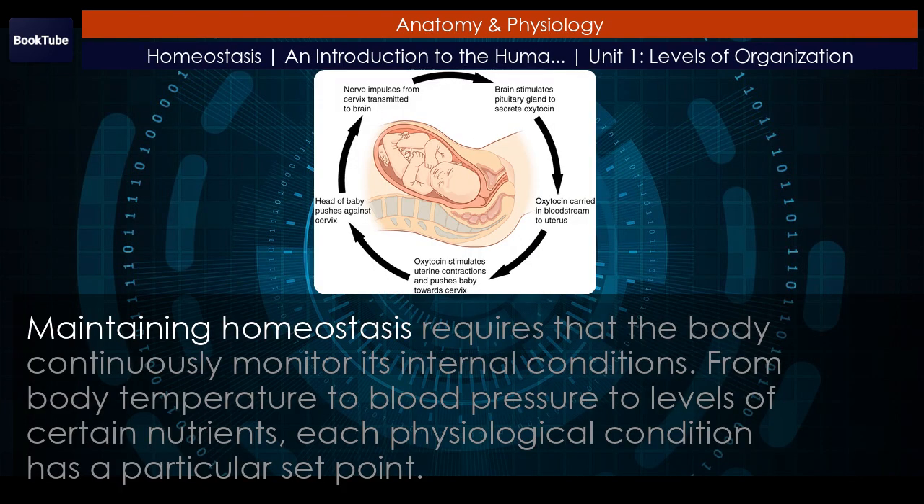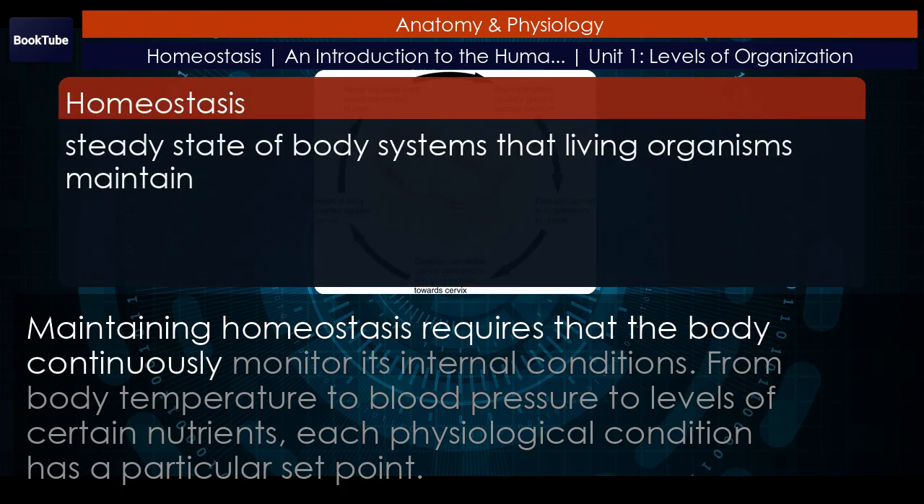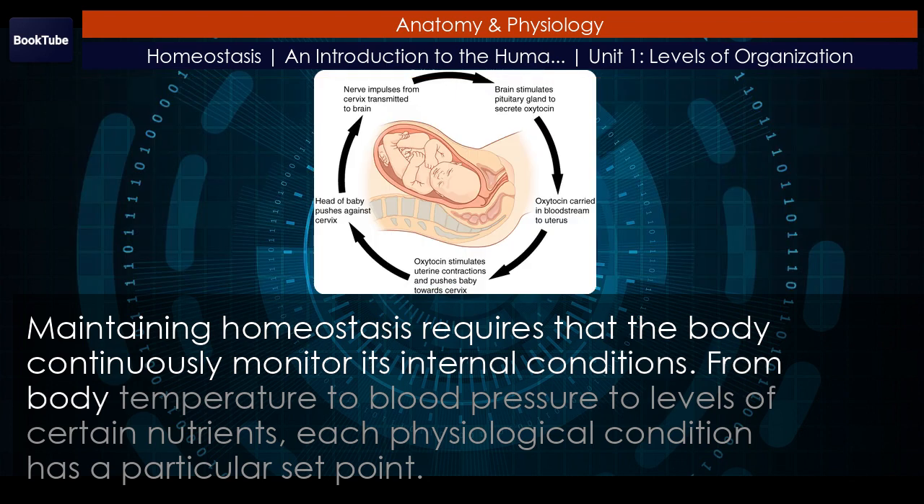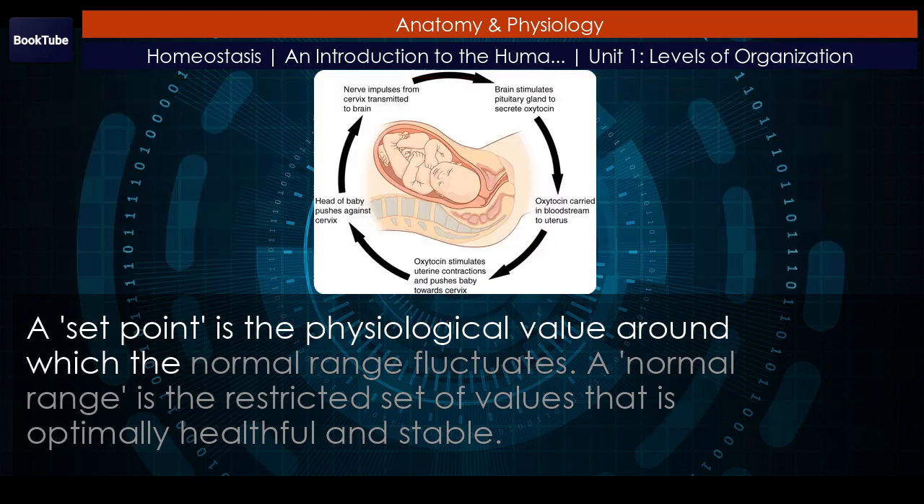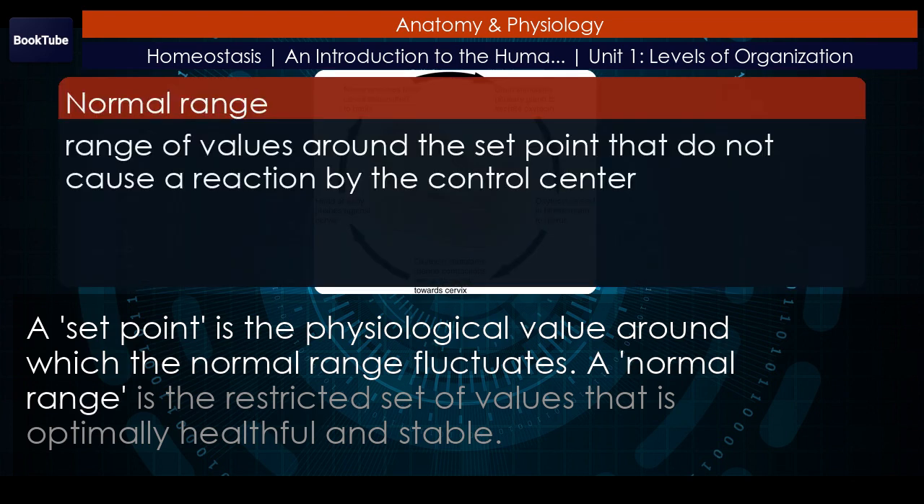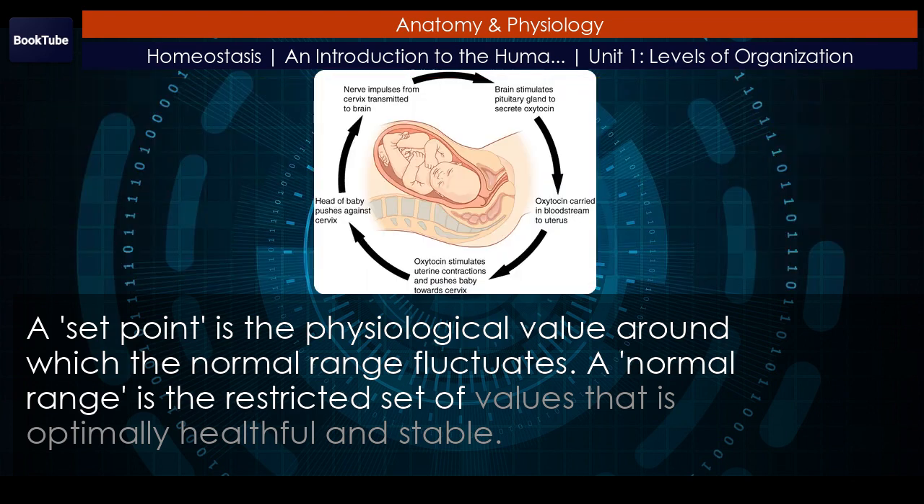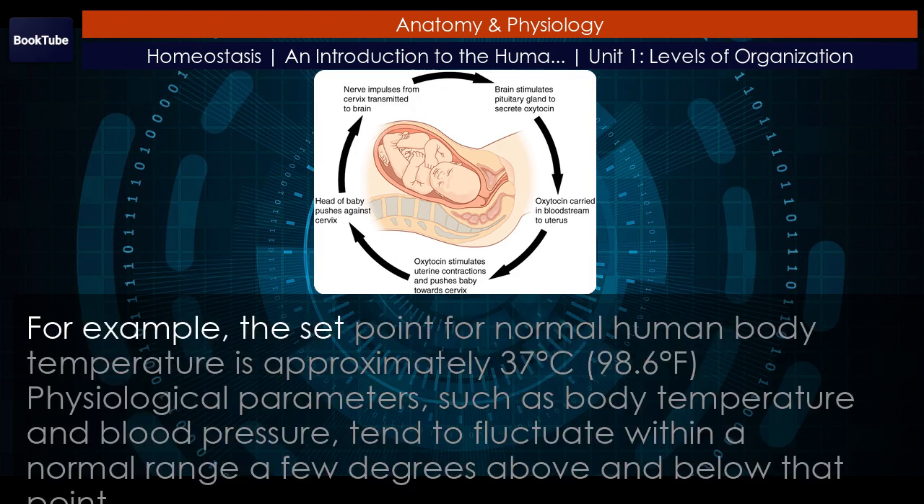Homeostasis. Maintaining homeostasis requires that the body continuously monitor its internal conditions, from body temperature to blood pressure to levels of certain nutrients. Each physiological condition has a particular set point. A set point is the physiological value around which the normal range fluctuates. A normal range is the restricted set of values that is optimally healthful and stable. For example, the set point for normal human body temperature is approximately 37 degrees Celsius, 98.6 degrees Fahrenheit.